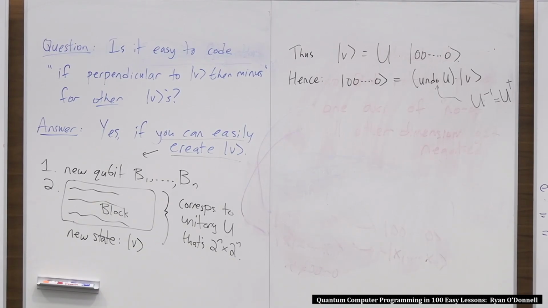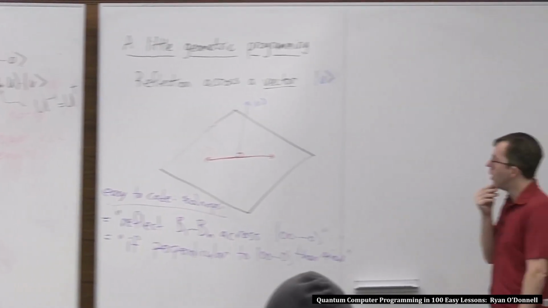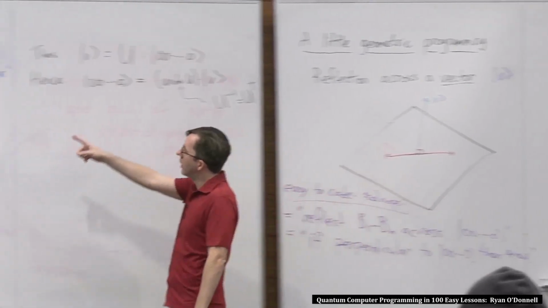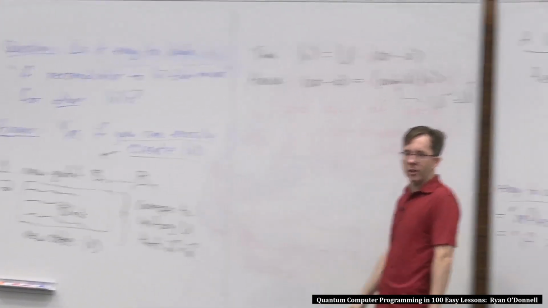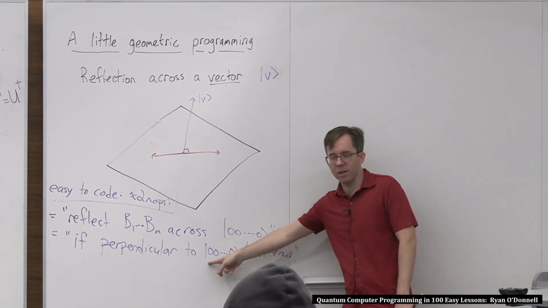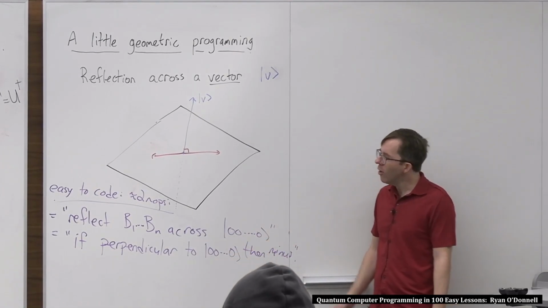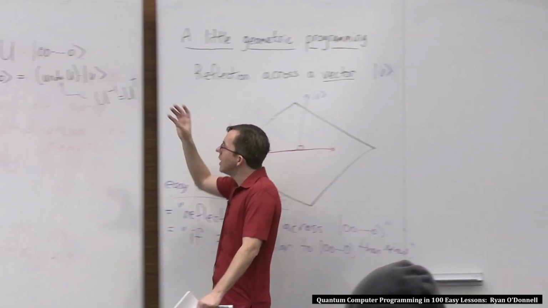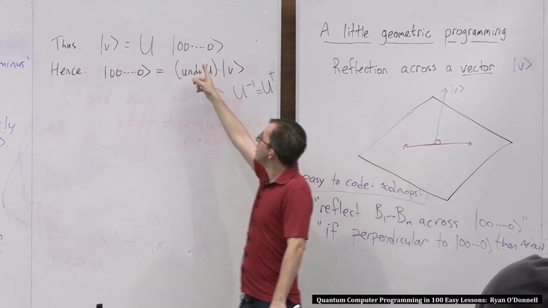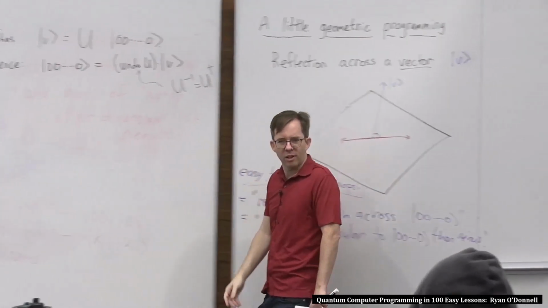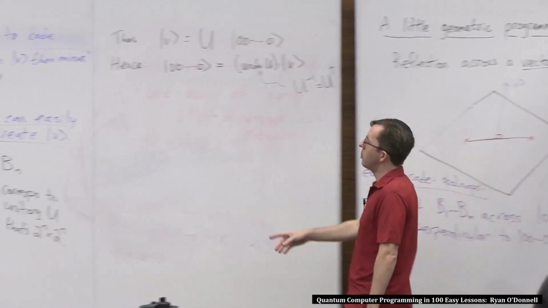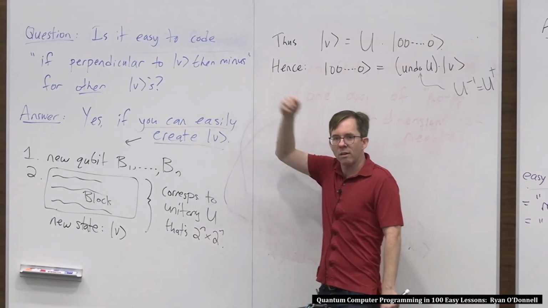Okay, so we're trying to figure out, can we do this operation, if perpendicular to V, then minus. And we know that we can do if perpendicular to all zeros, then minus. Moreover, we know this kind of rotation of space u that takes zeros to V and vice versa. So can somebody suggest how, putting these facts together, to make this?